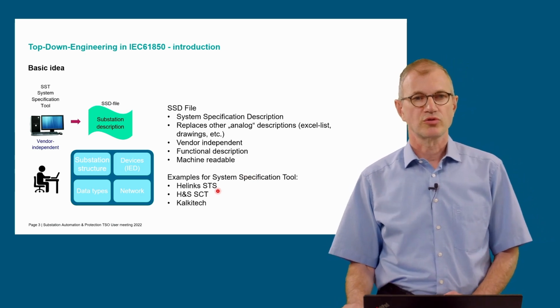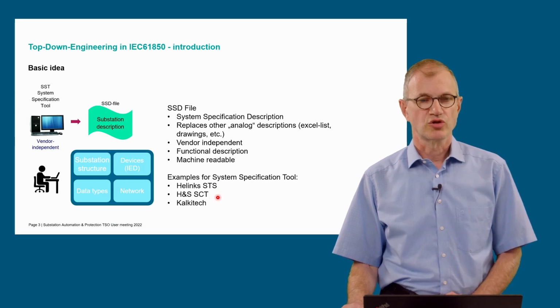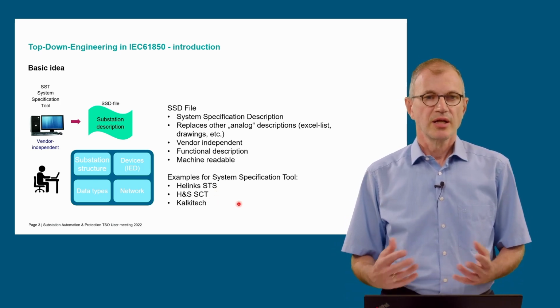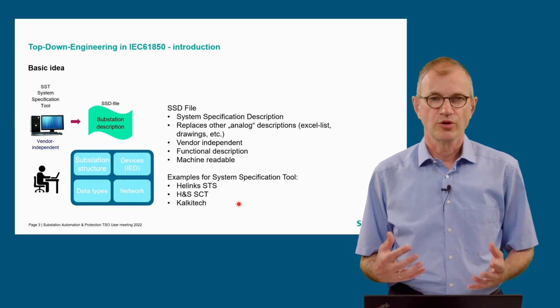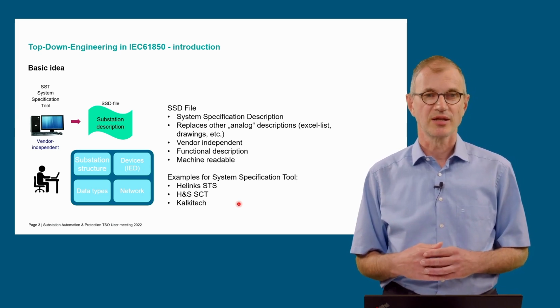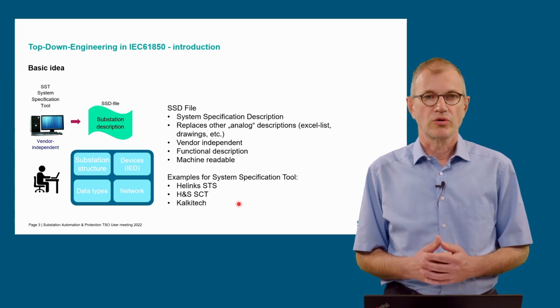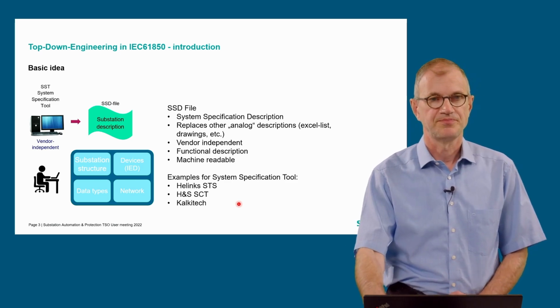Examples for such tools are Helix from Switzerland, H&S, it's a German manufacturer, or Calcitech. I show you this short list to show you that there is no Siemens tool here, because the intention is to be vendor independent. And so also these tools are vendor independent.